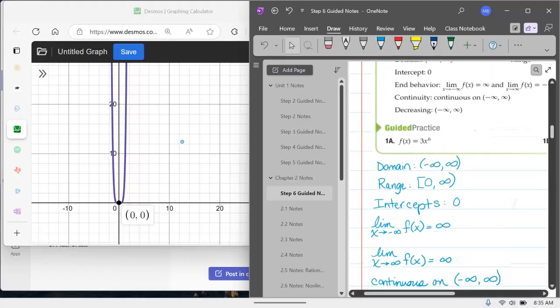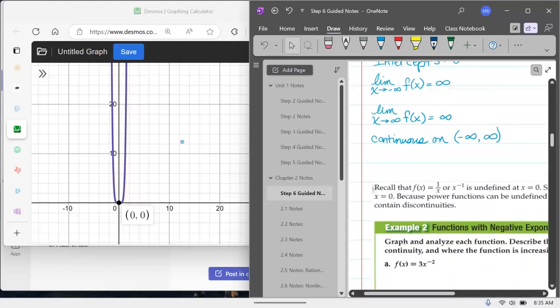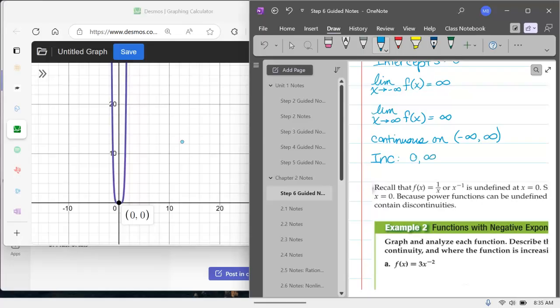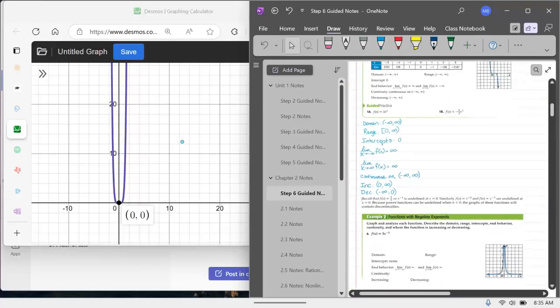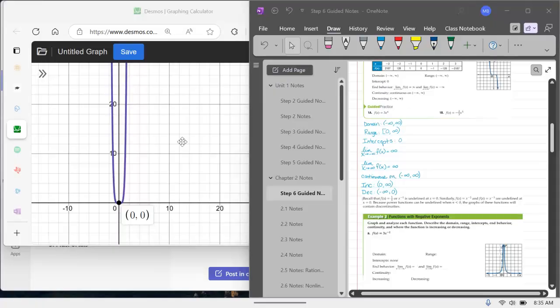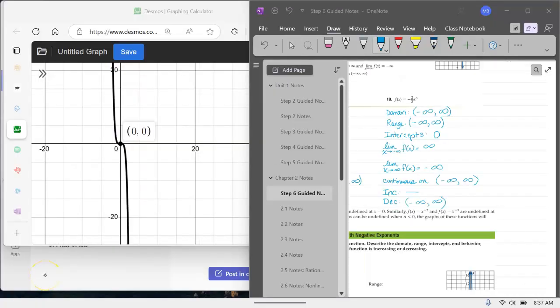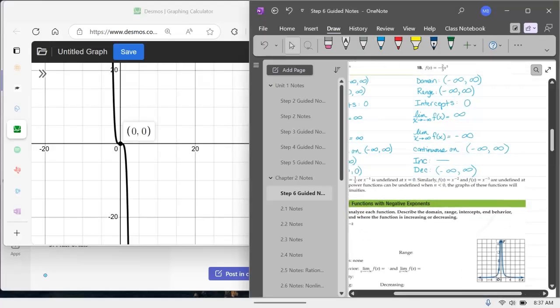And finally, where is it increasing and decreasing? It is increasing from 0 to infinity, and it is decreasing from negative infinity to 0. Pause the video and try 1B. All right, hopefully you got those same answers.